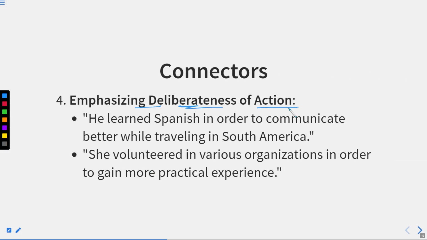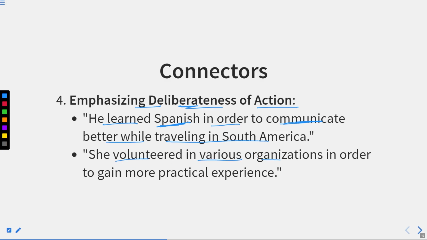Emphasizing deliberateness of action. It means the purpose or the intention: whichever action has been done, it is done intentionally or purposely. It is not a random action. He learned Spanish. So learning Spanish was not random in his life. It means there is some desire or purpose behind it. So he has done it intentionally or purposely. It is not random at all. Okay, so he learned Spanish in order to communicate better while traveling in South America.